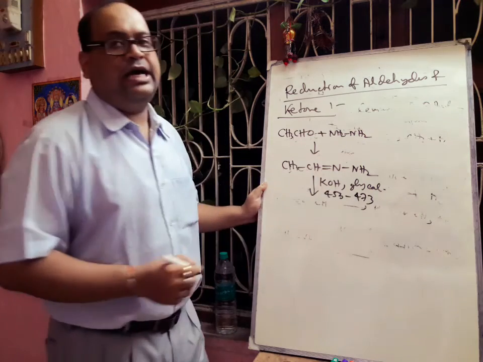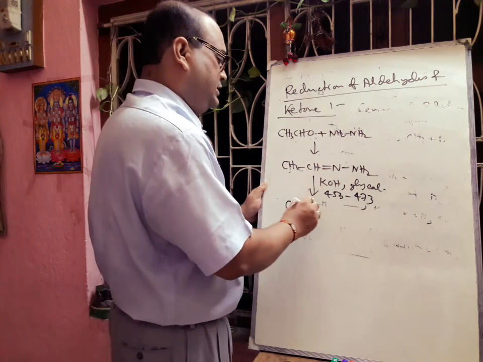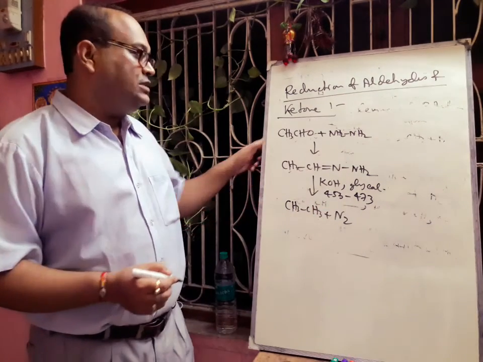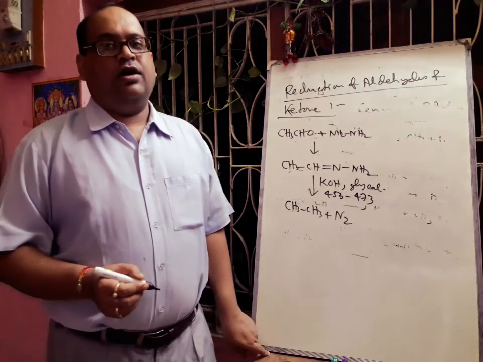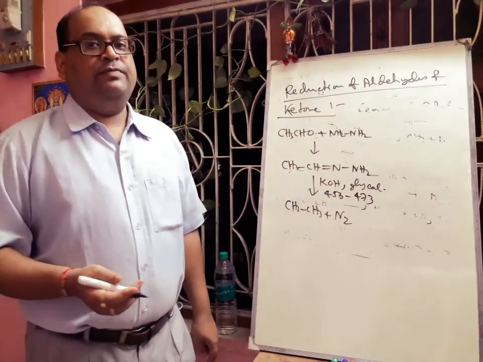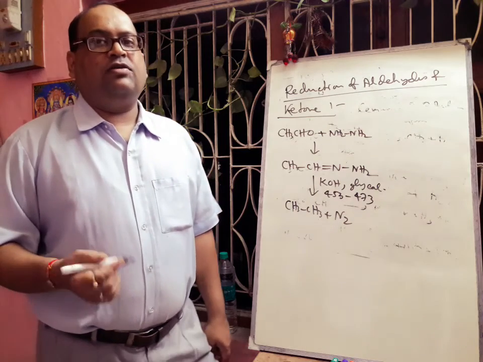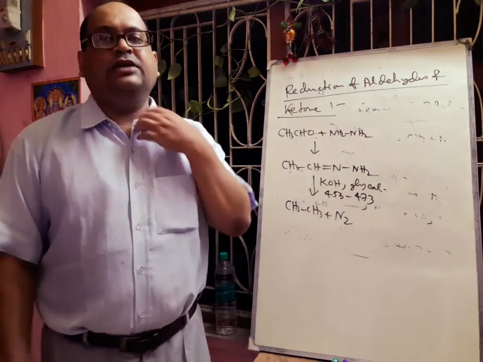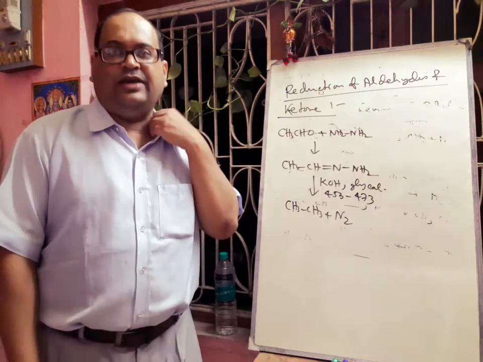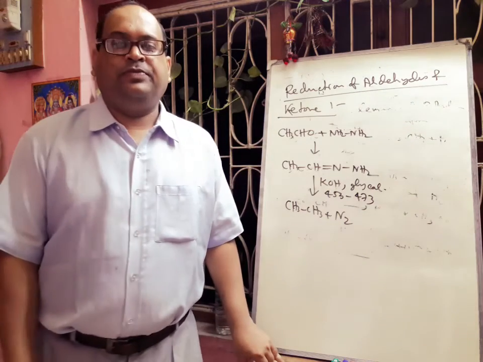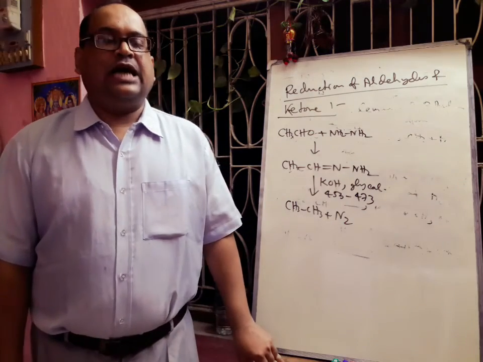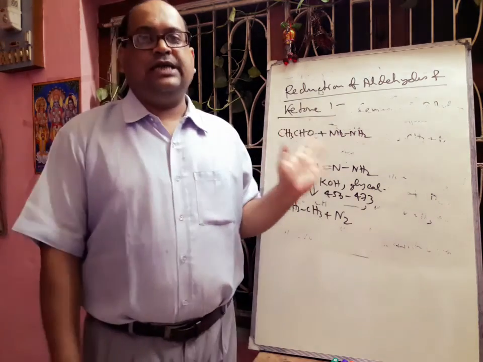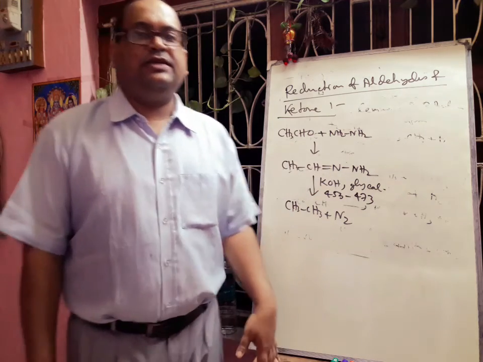then there will be formation of the alkane, CH3CH3, ethane, along with nitrogen gas. If we take acetone, that will also convert into the corresponding propane. If we take acetophenone, that will convert to ethyl benzene. So this method is widely used for aldehydes and ketones which are sensitive to acids, because here we are using base. Next, and the last reduction in your syllabus, only three reductions are there: one is Clemmensen, another is Wolff-Kishner, and another is reduction with HI in presence of red phosphorus.